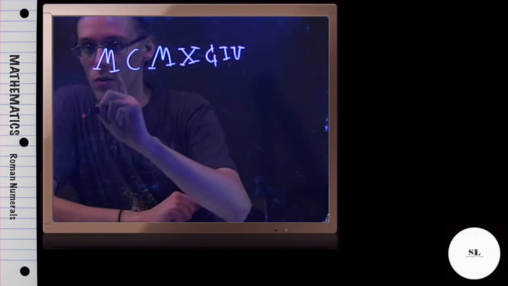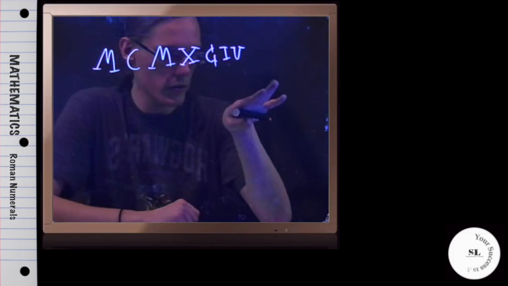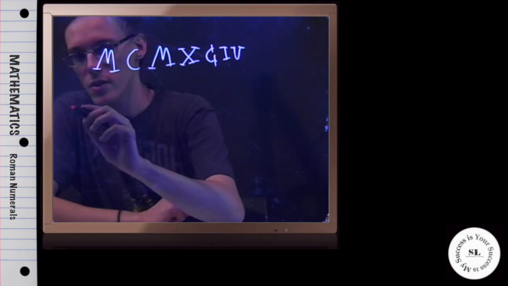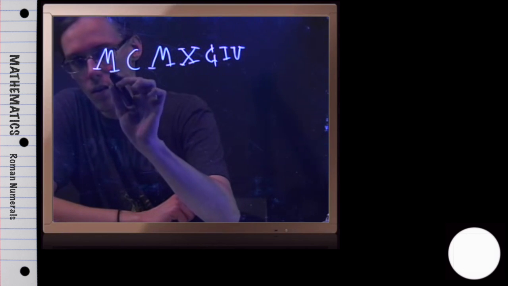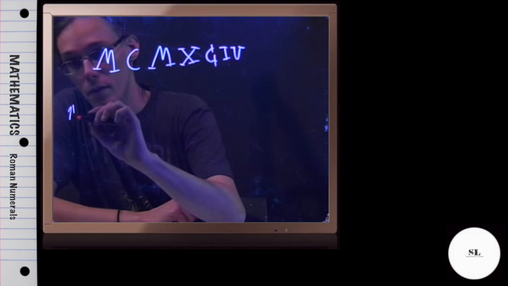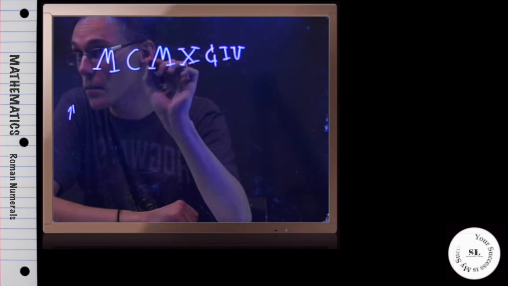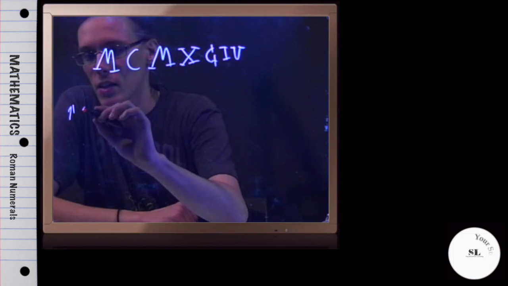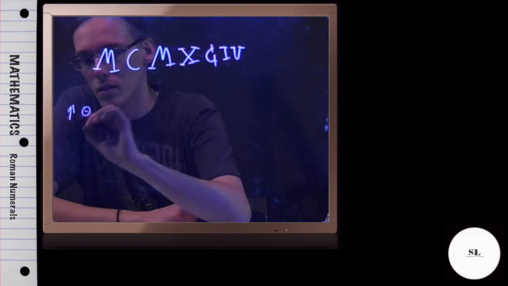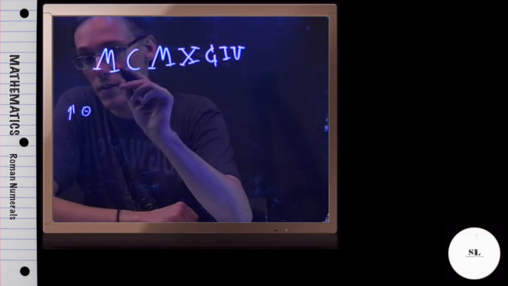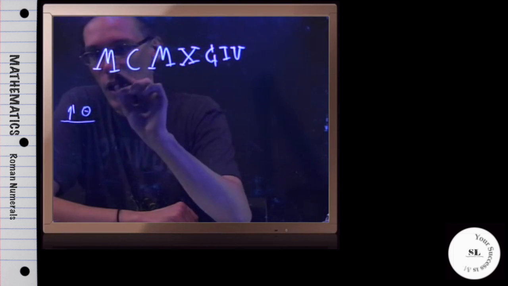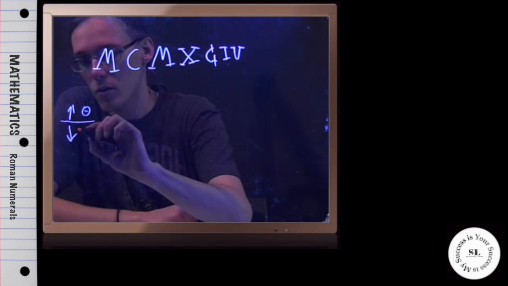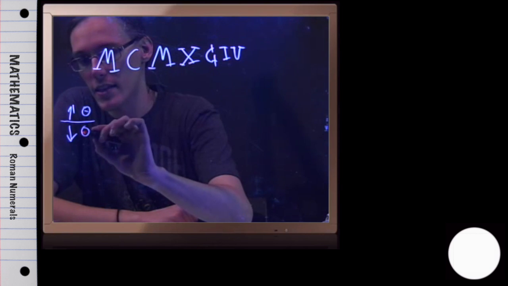When I go from left to right and the value of the symbol I'm reading goes up, so a smaller number then a bigger number, I actually need to subtract. However, if the value of the number I'm reading goes down as I'm going from left to right, that's addition.